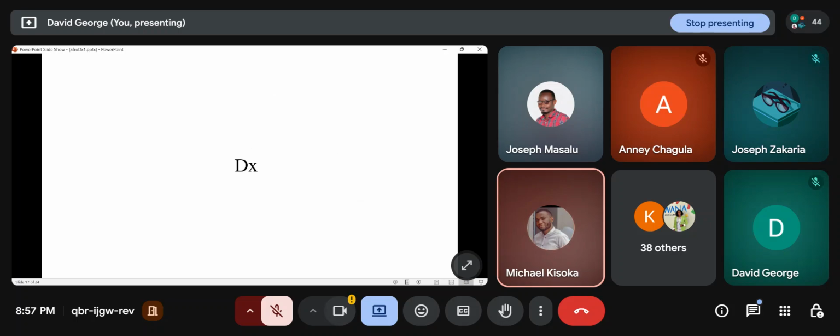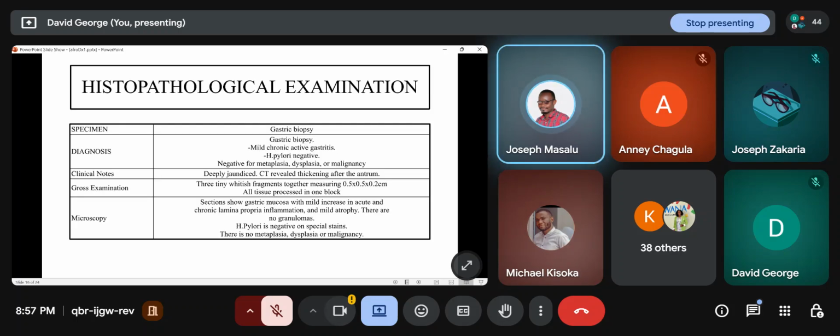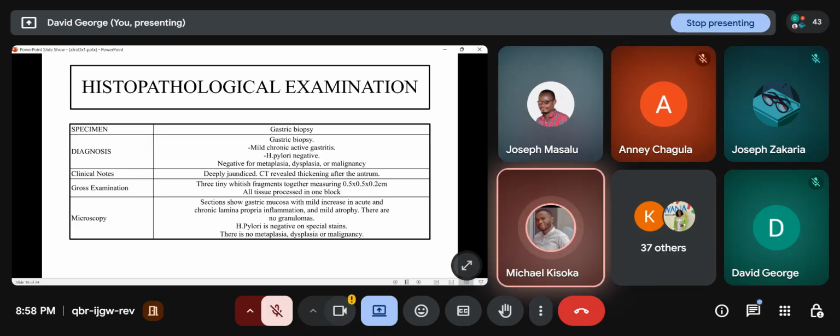Joseph. Okay, this is a difficult case, Michael. So you mean the OGD went to the duodenum and didn't see anything, right? Definitely normal. Only gastritis. Okay.